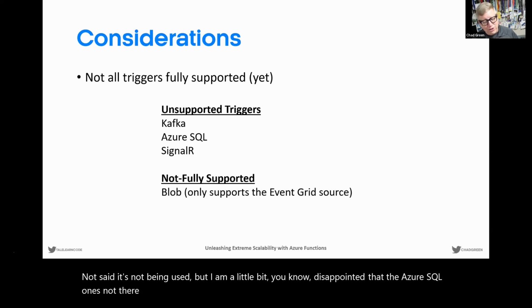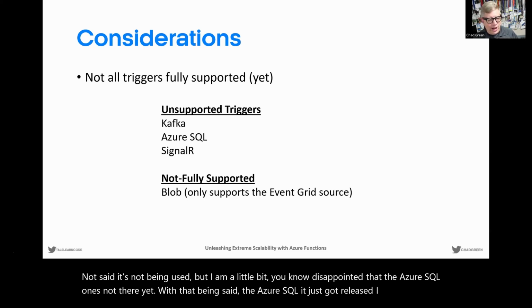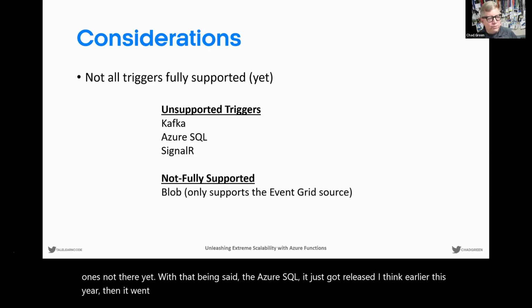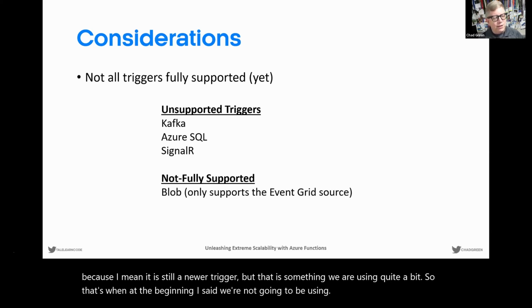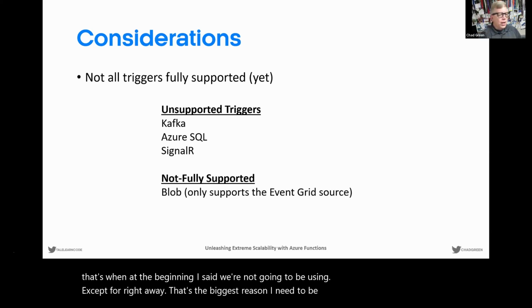But that being said, the Azure SQL trigger just got released, I think earlier this year. It went to GA, if I remember right. So I'm not completely surprised, because it is still a newer trigger, but that is something we are using quite a bit. So that's why at the beginning I said we're not going to be using Flex Consumption right away. That's the biggest reason. I need that support. And then SignalR is not supported right now.